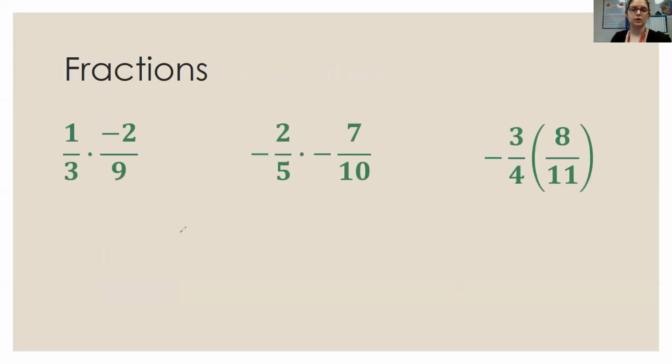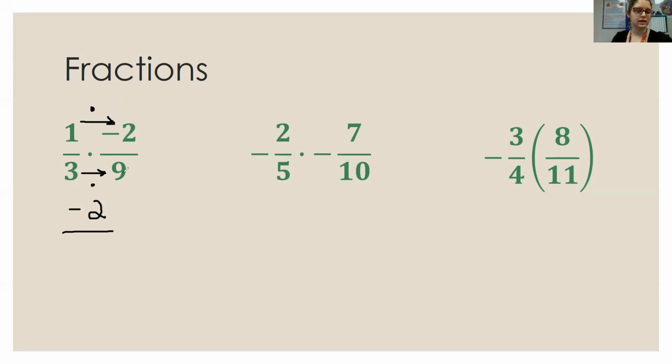Okay, so let's look at our examples for multiplying fractions. There's a few rules that we have to remember. The first is that we multiply numerators times numerators and denominators times denominators. And the second is we might have to simplify once we get our answer. Okay, so we see 1 times -2. Well, I think to myself, 1 times 2 is 2. A positive times a negative is a negative.